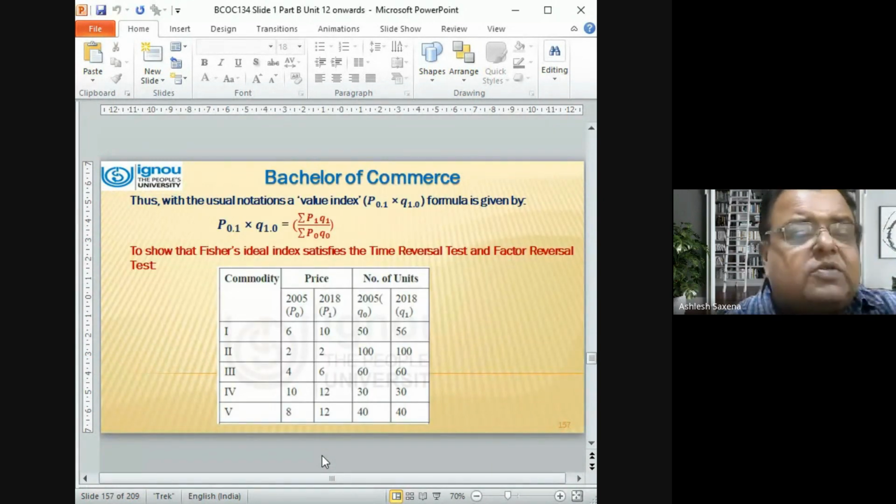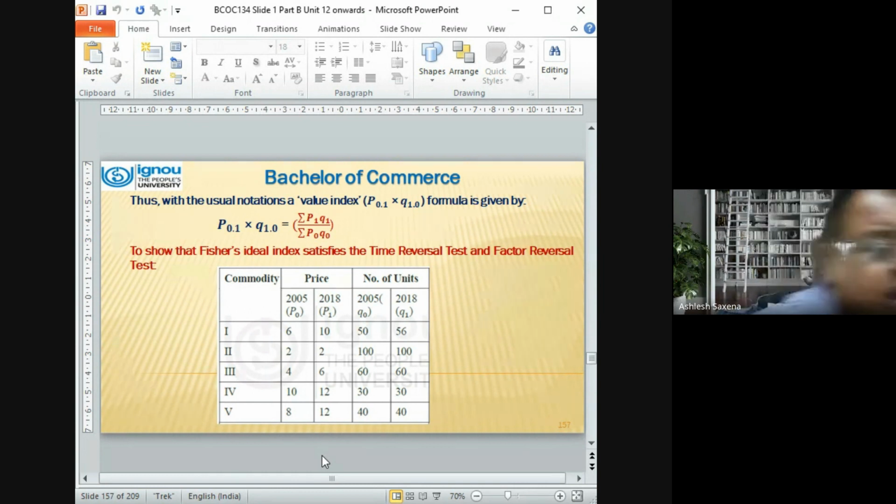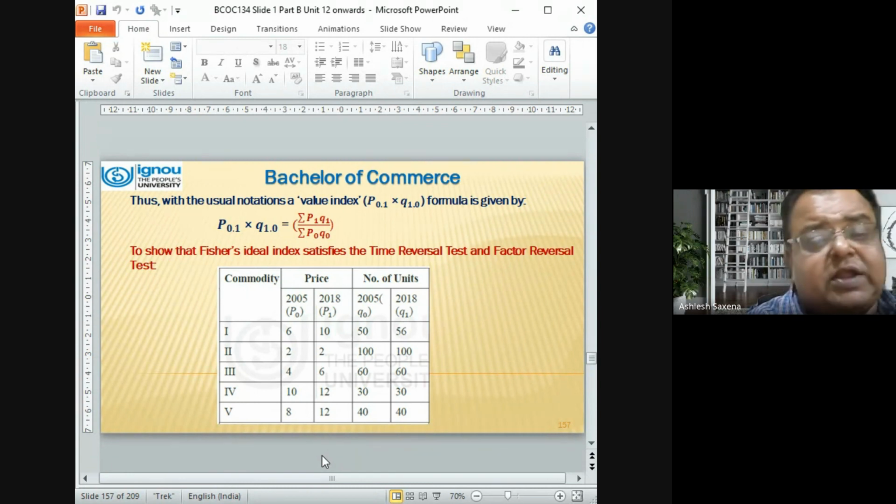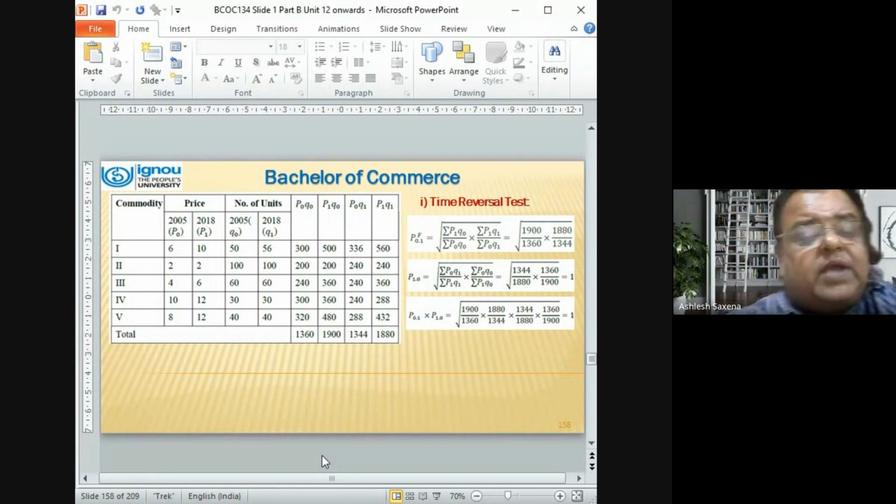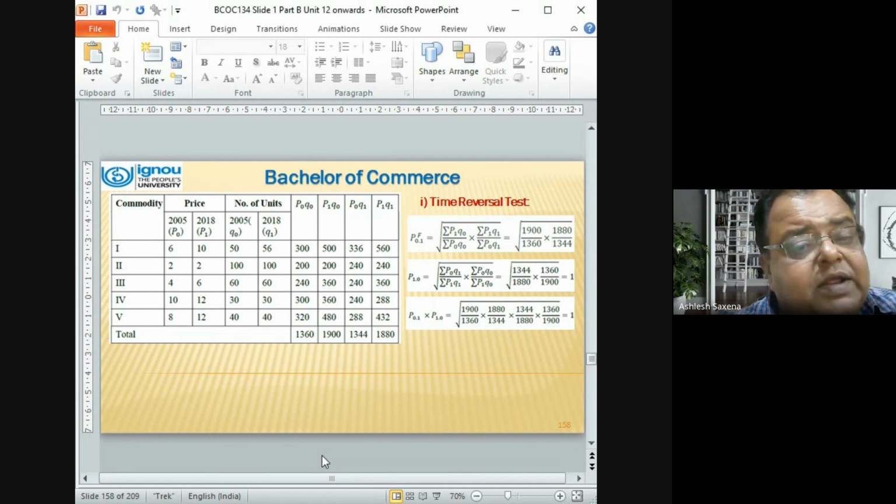Now we will show that Fisher ideal index satisfies the time reversal test and factor reversal test. This is the problem which is given to us. We are given the price of 2005 and 2018. And similarly, the quantities, that is number of units for 2005 and 2018 is given. The base year will be 2005. That means that will be P0 and P1. Similarly, Q0 and Q1. Now, we have to calculate P0 Q0, P1 Q0, P0 Q1, and P1 Q1. All possible conditions have to be evaluated.